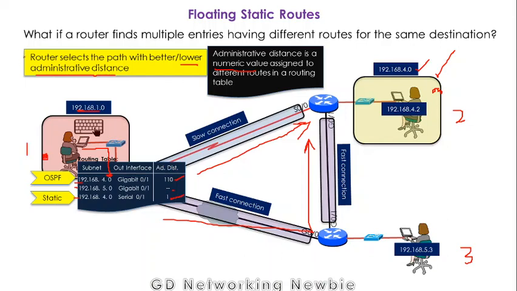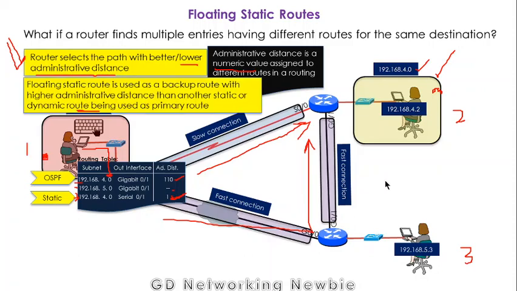And as per this rule, a router has to select the path with lower administrative distance. So in this case, the router has to select this path because the administrative distance for this route is 1, less than 110. So this is the rule, and the router has to obey that rule, and it has to work as per that rule.